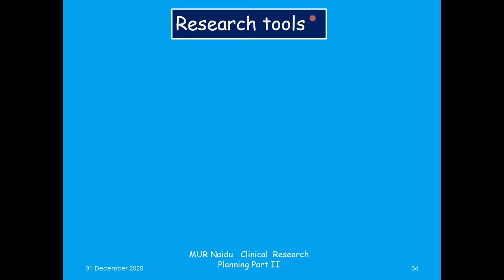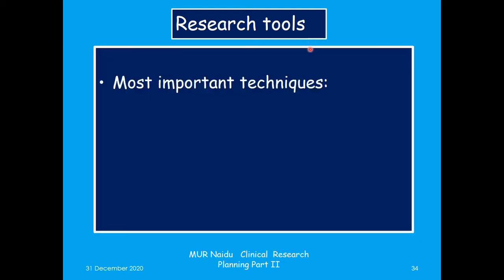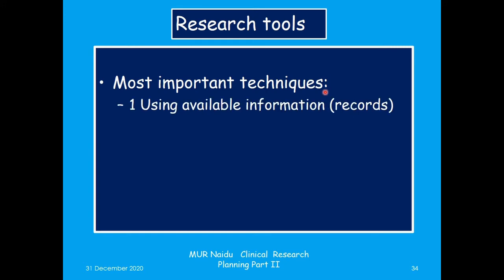The commonly used research tools in various clinical research, the most important techniques, include number one, using available information. You have records which are already collected in various hospitals or clinics. You just analyze them and then you can use that. Then you have the observation checklist. You have prepared a checklist, and when a participant is coming, you are noting down and asking various questions, and then you are entering your data. That is actually the observation checklist research tool.